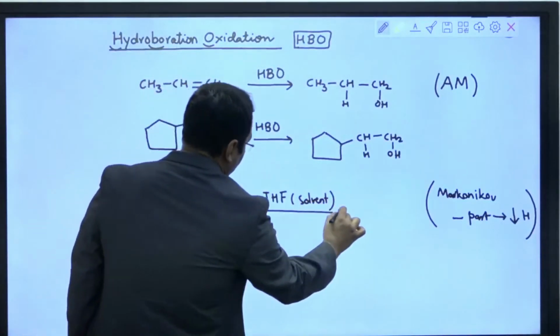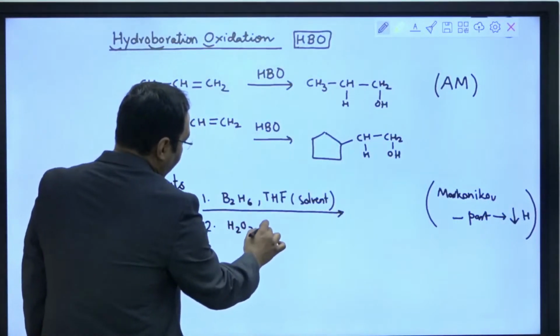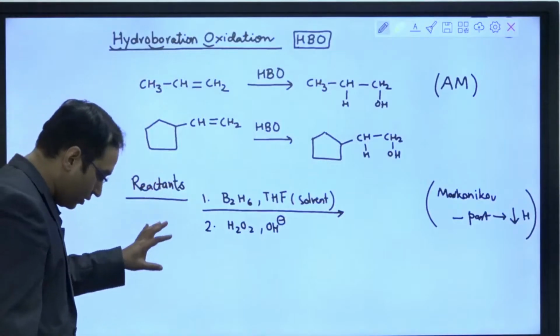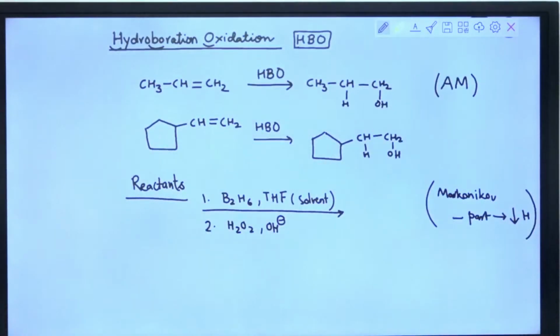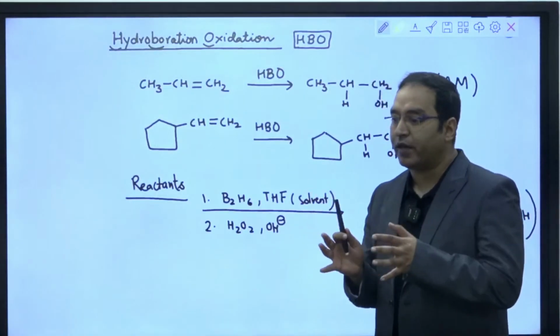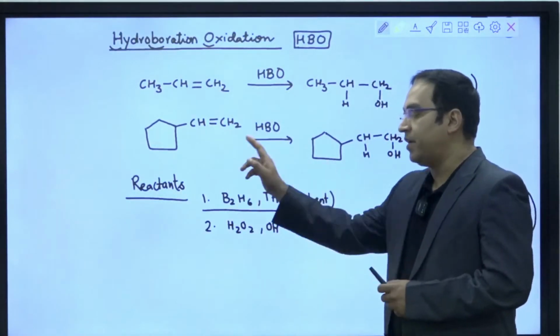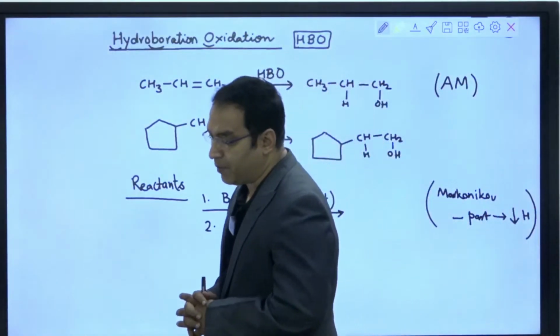Step 1. Step 2: H2O2, OH minus. So this is how the reaction will progress. B2H6 THF, H2O2 OH minus. So when I say 1 and 2, first you react with this, second you react with this. This whole thing is known as Hydroboration-Oxidation. This complete reaction is named as Hydroboration-Oxidation. Very important reaction for any exam you are preparing for.